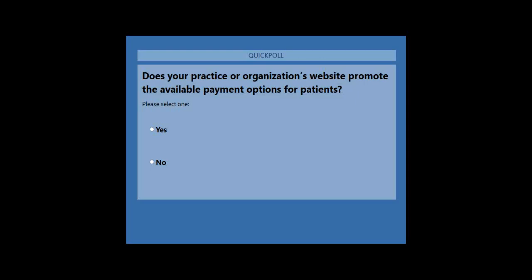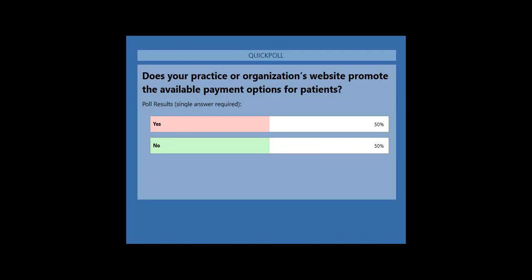So at this time, we have our final poll question, and that is, does your practice or organization's website promote the available payment options for patients? Yes or no? We are split directly down the middle. 50% said yes and 50% said no. Thank you.